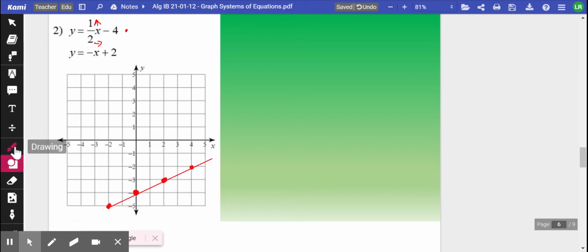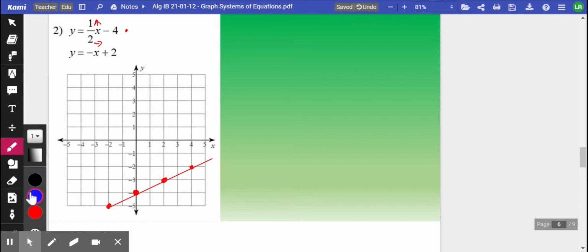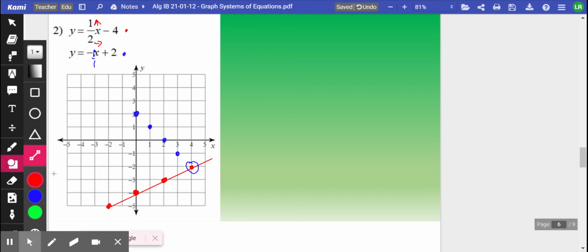And one of those data points should be where my solution is. I go to my blue one. Y-intercept's 2. The slope is negative 1, so negative 1 over 1, that'd be down 1, right 1. I'm going to continue doing that until I hit one of these points. Down 1, right 1, down 1, and wham, bam, thank you, ma'am. I'm going to go ahead and connect now because I know where they hit.